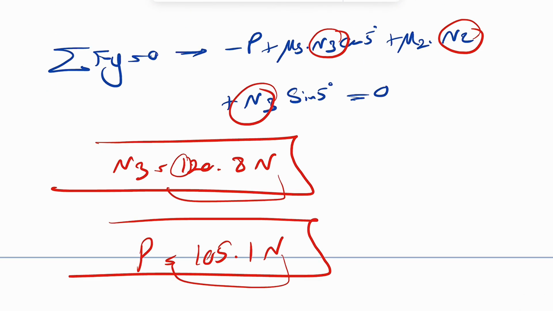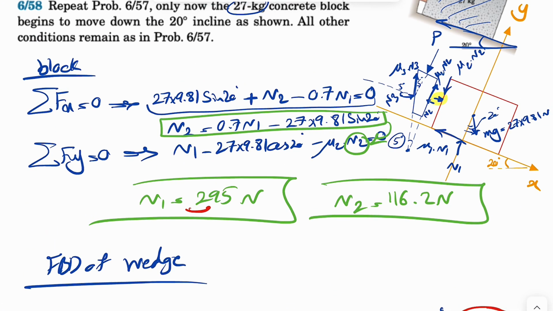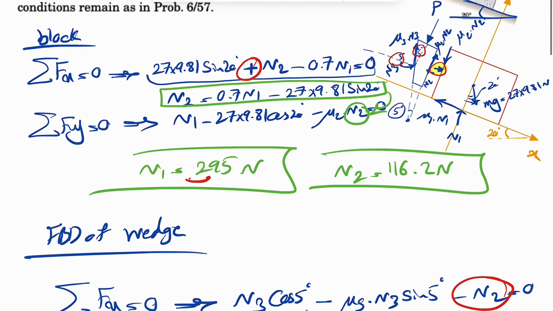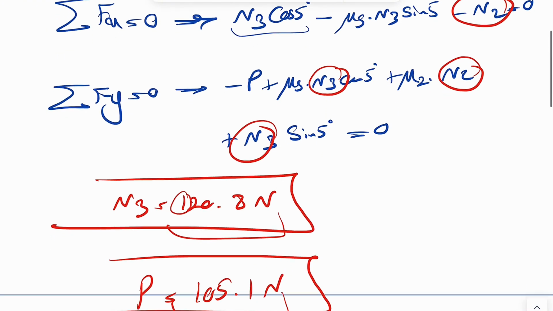And yeah, I hope it was helpful. Everything was clear. You just have to watch for these little angles, 5 degrees that we have for the wedge. I made a mistake in this sign in here for the N2, but other than that, it all comes from the equilibrium equations. Hope everything was clear.